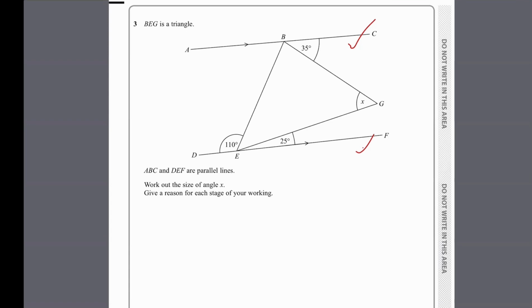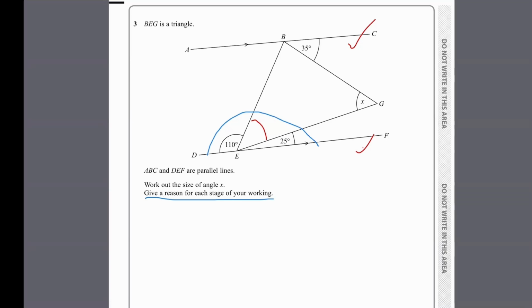The first thing we are going to be doing here is to find the angle PEG. Angle PEG is the angle here, right? To find that angle, we can consider the whole angle here as a straight line. You can consider the angles on a straight line, which we all expect to add up to 180. We are told to give a reason for each stage of our working.